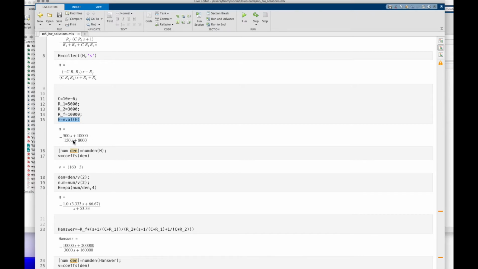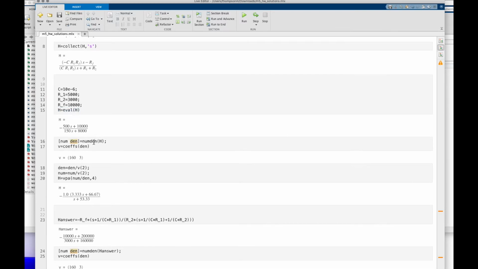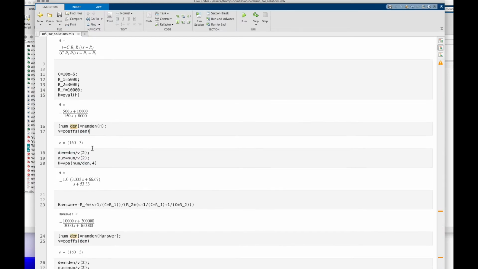Okay, so when you get that, you get this answer, and what I want to do is manipulate this to where the S on the bottom is by itself. It has a coefficient of 1. Right now it has a coefficient of 150. So I want to factor out that 150, and that way I can compare two different symbolic expressions more easily. So what I do here is I extract the numerator and the denominator of h with the numden command, okay? And then the coefficients command is pulling out the coefficients of the denominator, okay?